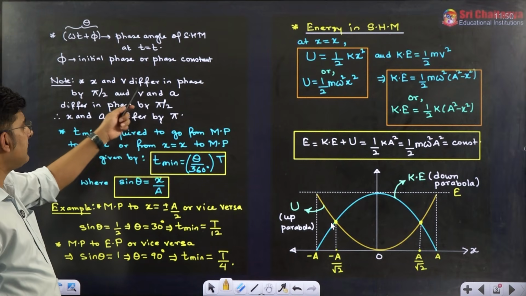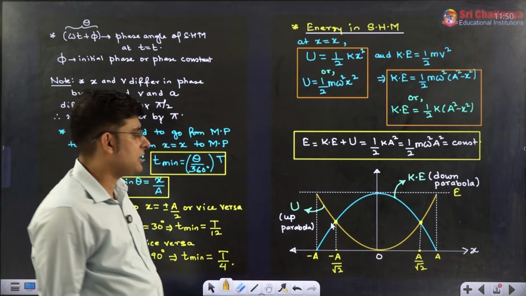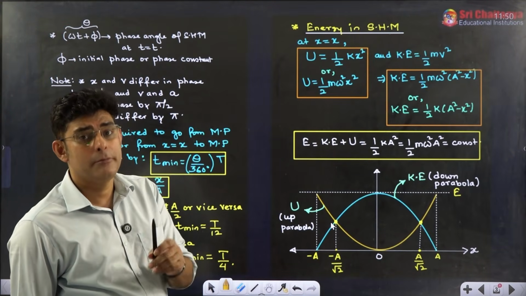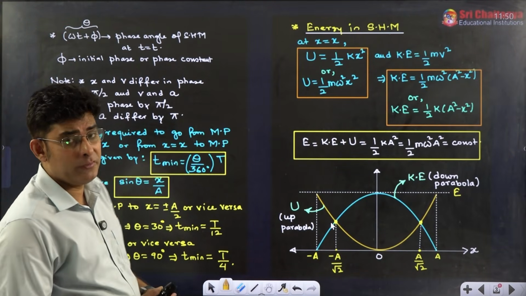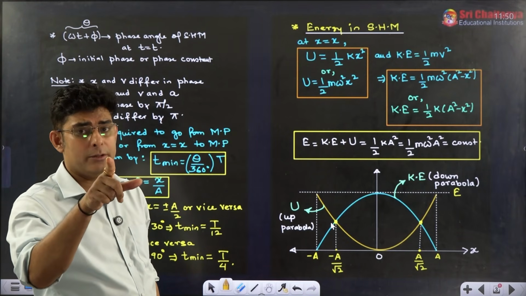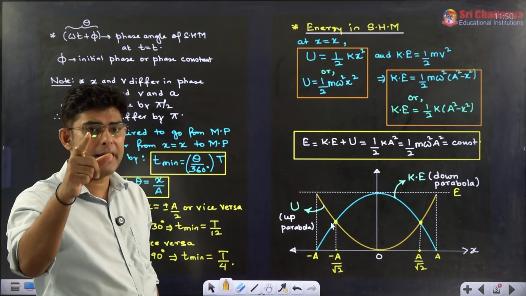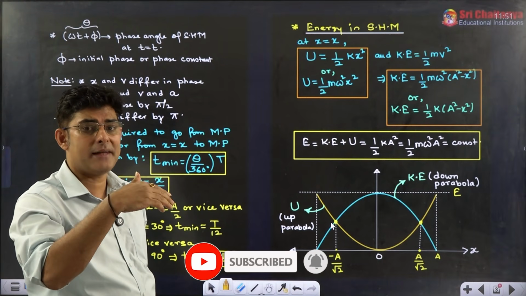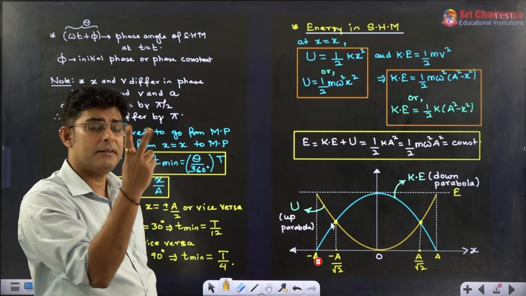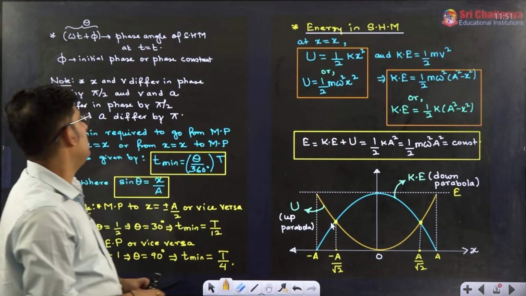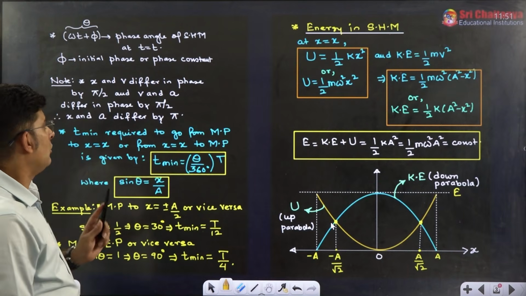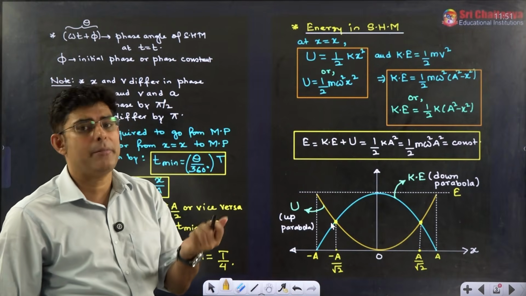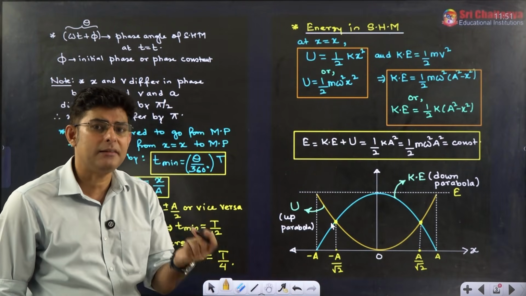Note x and v: as you saw, position and velocity, one was sine, then the other became cos. Sine and cos always differ in phase by pi by 2, remember this. And who leads? Always cos leads sine by pi by 2. If you forget, a very easy trick to remember: sine becomes 1 at 90 degree, whereas cos becomes 1 at 0 degree. So who has attained the maximum value earlier? You will say cos. So what is the gap between them? Pi by 2. So cos leads sine by pi by 2. So cos theta can be written as sine (theta plus pi by 2).